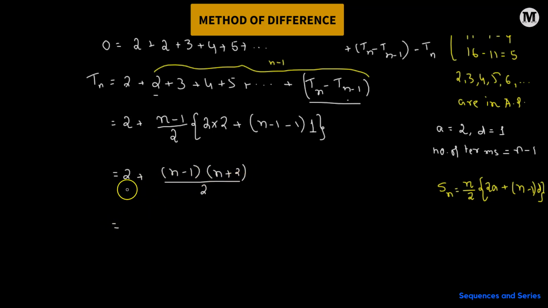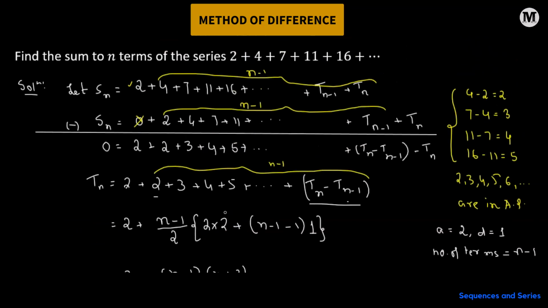We can further combine these two terms. So we have a common denominator of 2. So after simplification, we should get n squared plus n plus 2. So this is going to be the nth term of the series. Now we have successfully obtained the nth term of the series.